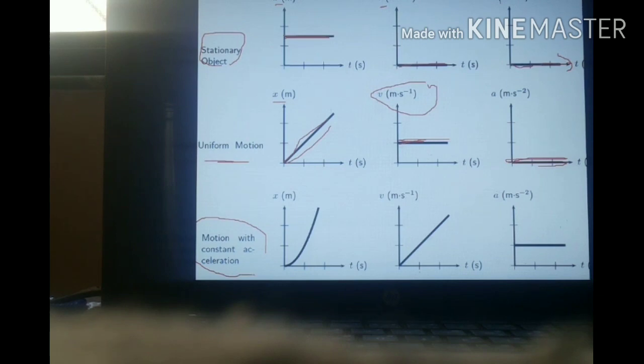Now when the object is moving with constant acceleration, we will be getting a graph like this. It will be of curved nature. Curved nature means there is some sort of acceleration happening. The velocity time graph we will be drawing in this manner. Velocity will be directly proportional to time. Velocity is changing at a constant rate. As velocity is changing, acceleration will also be there, so we can draw it in this manner, which will be parallel to the x-axis.